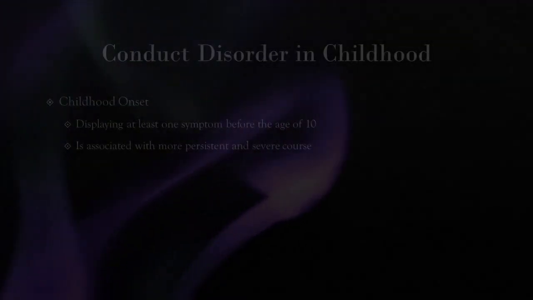And you can classify it even further into subtypes based upon age of onset. So you have childhood onset type, and that's where there is at least 1 symptom displayed before the age of 10, and it's generally associated with a more persistent and severe course. So basically, the earlier that you see the onset of this pervasive pattern, the more negative the consequences are going to be longer term. And so the more important it is to identify some interventions.